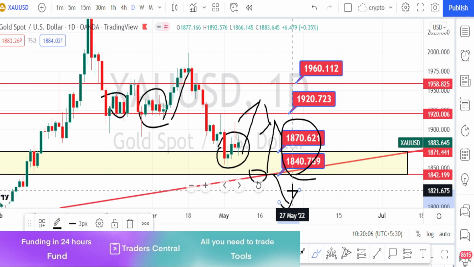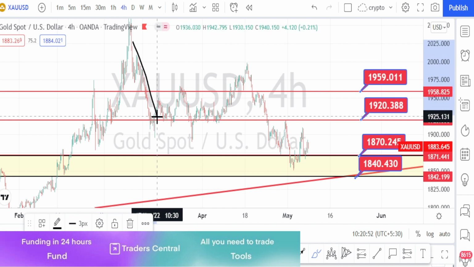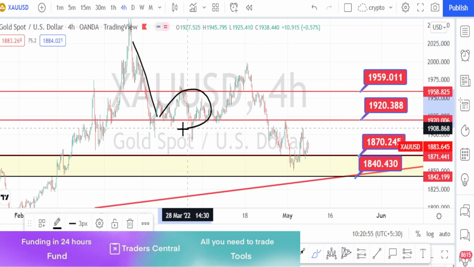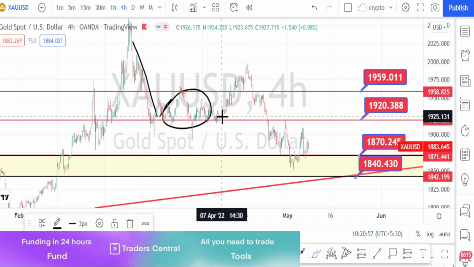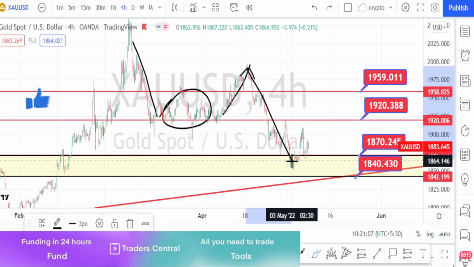Let us do the analysis in 4 hours time frame. So I am in 4 hours time frame now. When we look at the price action in 4 hours time frame, previously it was on a downtrend, then it went on a consolidation over here, then started a directional momentum. Again it bounced back on a bearish trend reversal.